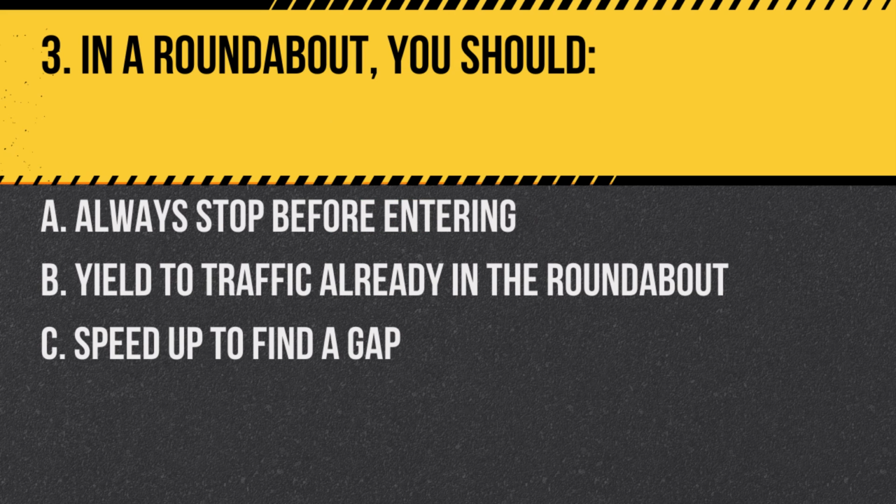Question 3. In a roundabout, you should: A. Always stop before entering. B. Yield to traffic already in the roundabout. C. Speed up to find a gap. Answer: B. Yield to traffic already in the roundabout. Vehicles in the roundabout have the right of way, and incoming traffic must yield to them.